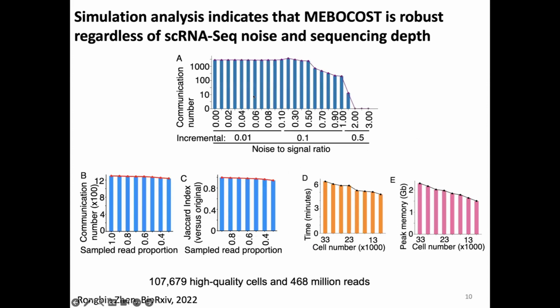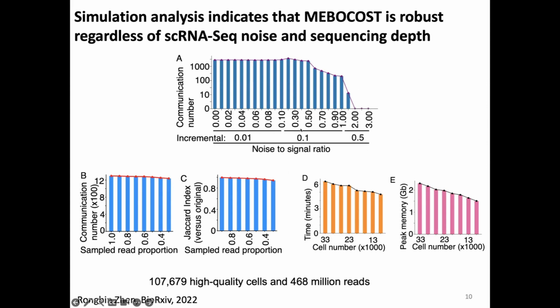With that algorithm, the first thing we do is perform some in silico simulation analysis to see whether MEBOCOST can really detect communications. The first question we asked is whether it is possible that this algorithm can always detect communication, no matter whether the data is real data or just random noise data.